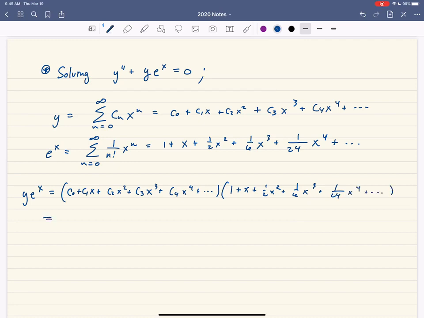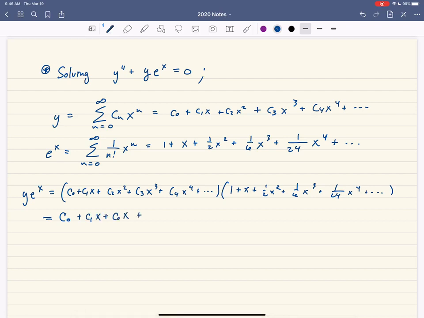Now I'm just going to distribute. The only constant term that we're going to have is c naught times 1, so that's going to be c naught. That's the only constant term we're going to have. We're going to have two linear terms: c1x times 1 plus x times c naught. Those are going to be the linear terms that we have.